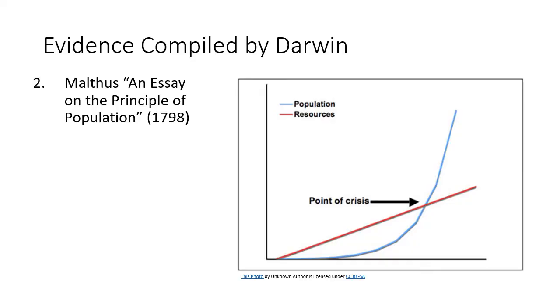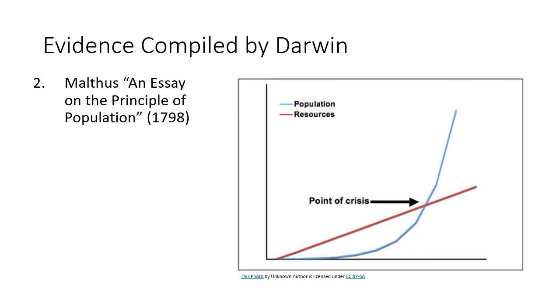So Darwin didn't only take biological evidence into account. He also looked at geology, and this essay by Malthus, who was an economist, who noticed that a lot of people are born, but not all of them survive, and that there is some limitation in the amount of people that an area can sustain based on resources. So there must be some sort of selecting mechanism.